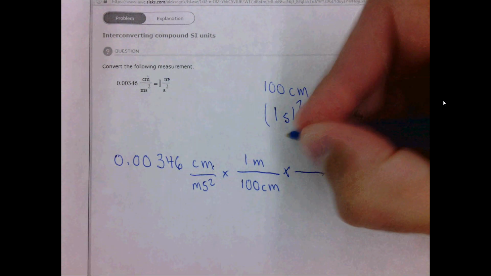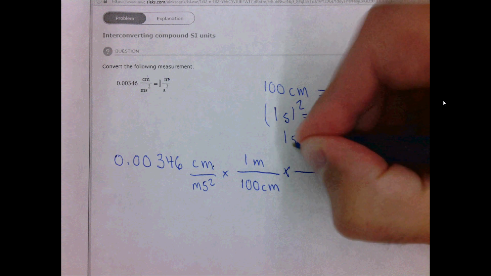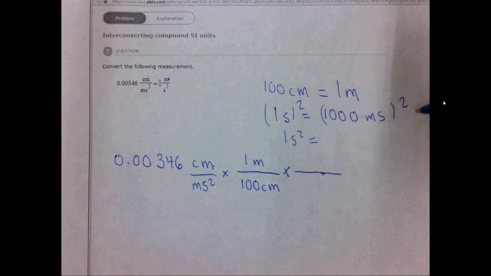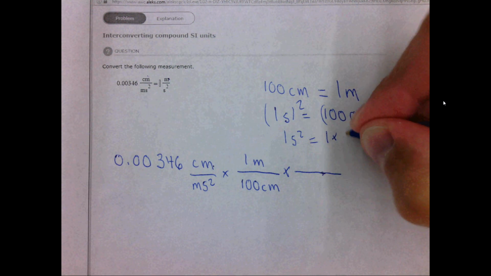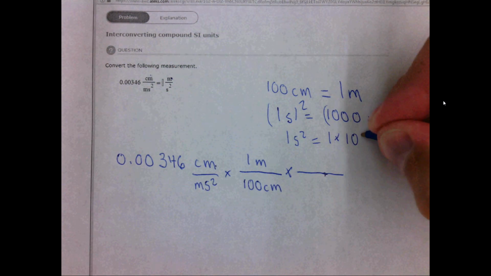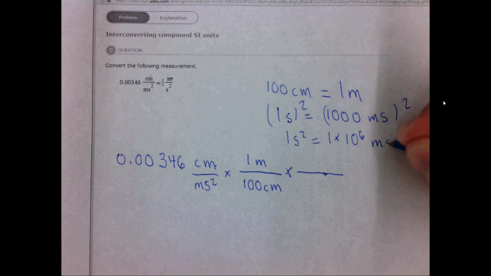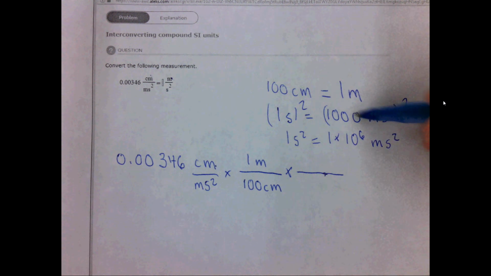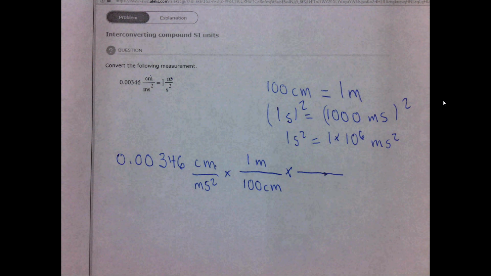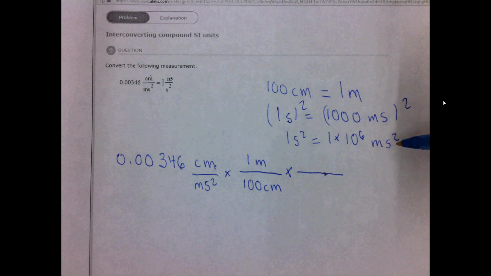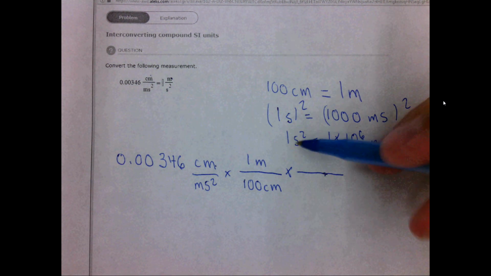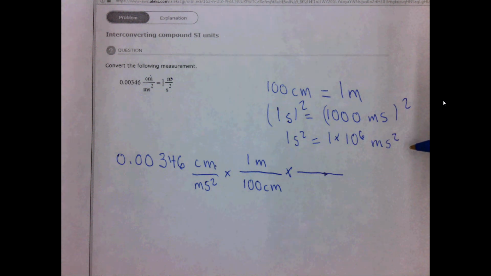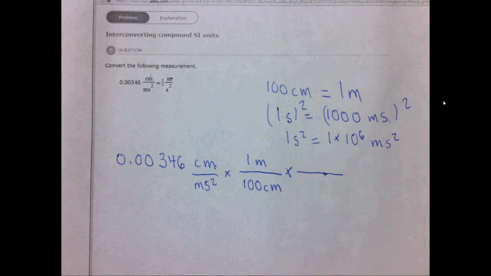So now I have 1 squared, which is still 1 second squared, equals 1,000 squared. 1,000 squared is 1 million, or written in scientific notation, 1 times 10 to the 6 milliseconds squared. This is just 1,000 squared, 1,000 times 1,000, and then the units are also squared, milliseconds squared. So 1 second squared is 1 million milliseconds squared. Again, I took the relationship between seconds and milliseconds, and then I squared them because this is a square relationship.